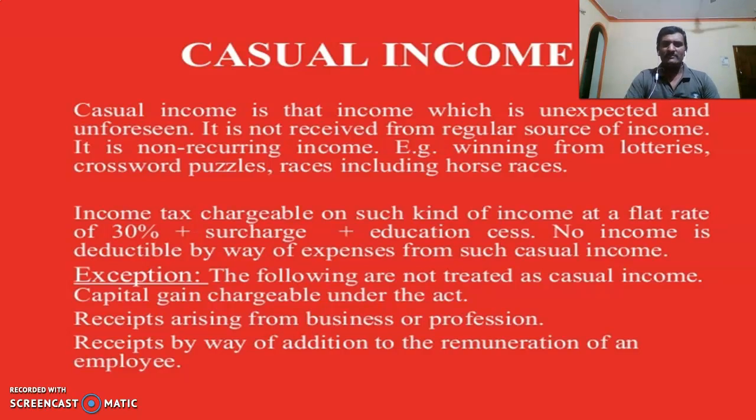And for casual income there are some exceptions, and the following are not treated as casual income, like a capital gain chargeable under the act. Usually capital gain is not regular in nature, it's not a recurring income, it's a non-recurring income, even though it is not treated as a casual income. Then receipts arising from business or profession is also not a casual income. Receipt by way of addition to the remuneration of an employee is also not considered as a casual income. This is what about the casual income.